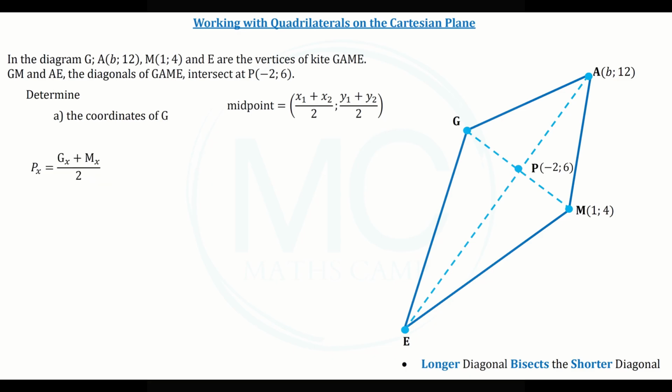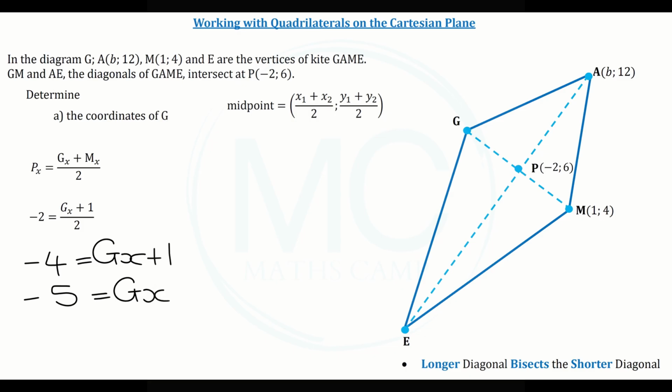The x-coordinate of P is -2, is equal to the x-coordinate of G, the coordinate we're trying to find, Gx, plus 1 all over 2. Now we can multiply both sides by 2, and we get -4 is equal to Gx plus 1. Now we can subtract 1 from both sides, and we see that -5 is equal to the x-coordinate of G.